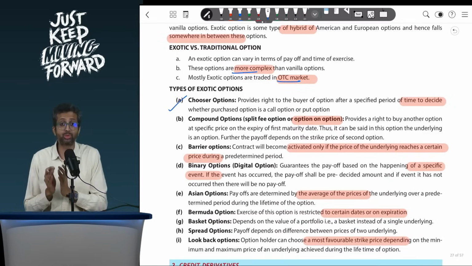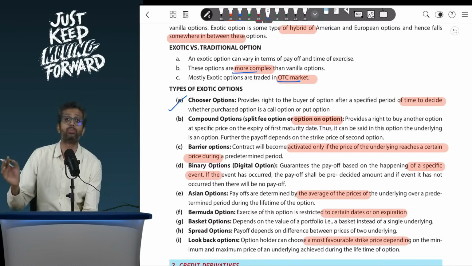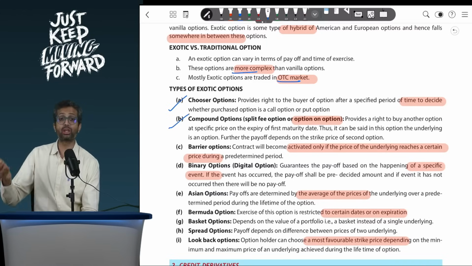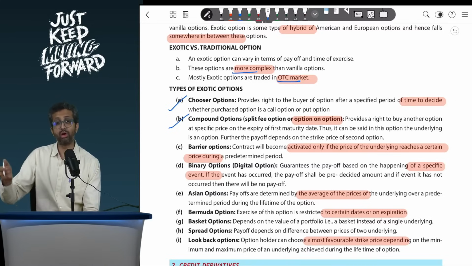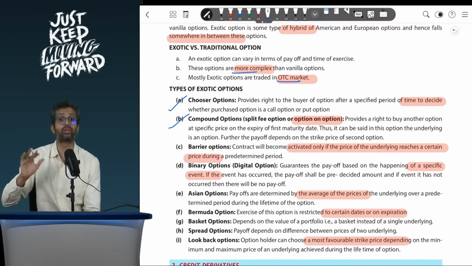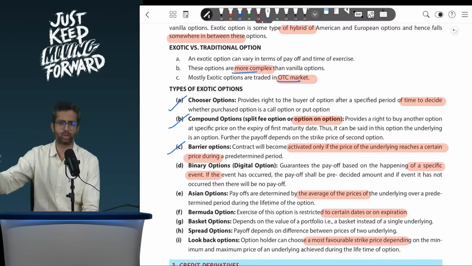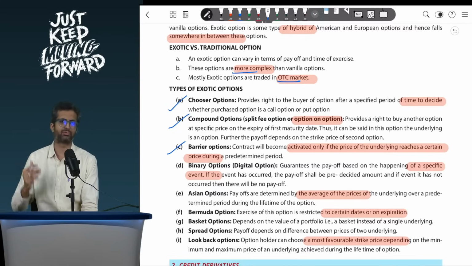One is chooser options, where you get a choice of deciding at a later date whether this option will be a call or whether it will be a put. Second is a compound option, something like an option on an option. So you have an option to decide whether you want to ultimately have an option or not. So that is an option on an option. Barrier options are options that will be triggered only if a specific level is crossed. Otherwise they will not be triggered. So a particular price level, etc., only after that will they get triggered.